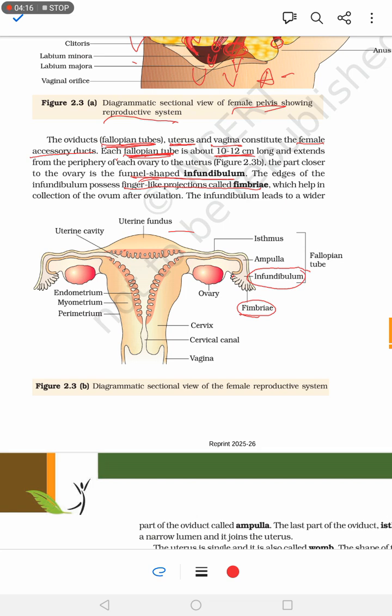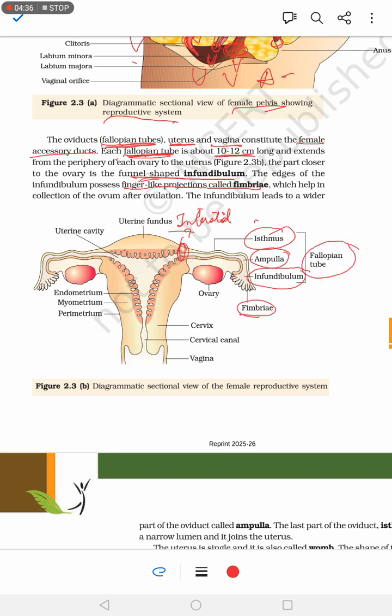Next comes the wider part, that is the ampulla, then the isthmus, that is the narrow part. Narrowest part is the isthmus. Then there is another part known as the interstitial part, which is basically the part which is joining inside the uterus. Okay, so these are the parts of a fallopian tube.